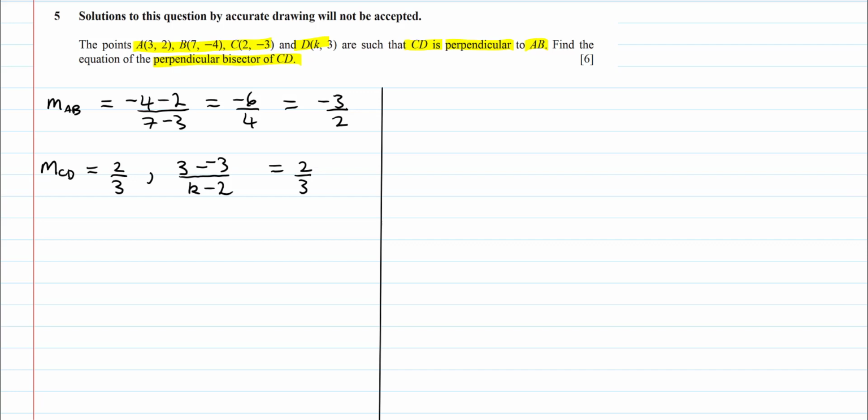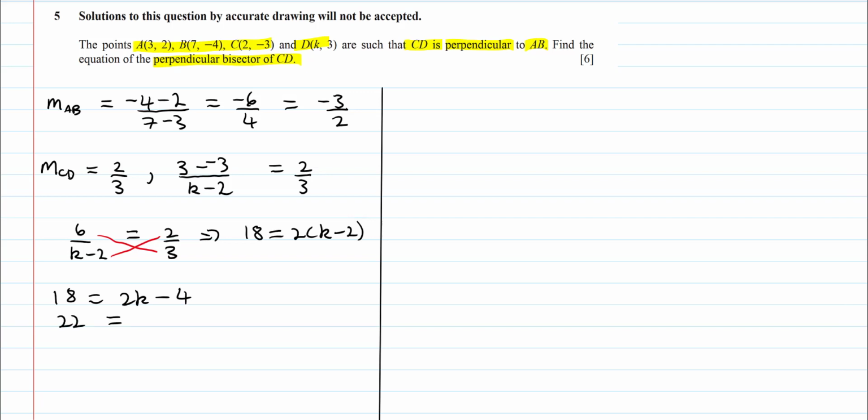And that was equal to 2 over 3. So what we get then is, 3 minus negative 3 is 6. So 6 over K - 2 is equal to 2 over 3. So we can multiply this 6 by 3 and that 2 by K - 2. So what we get then is 18 is going to be equal to 2 times (K - 2). So therefore 18 is equal to 2K - 4. So 22 is equal to 2K, and therefore K is equal to 11.